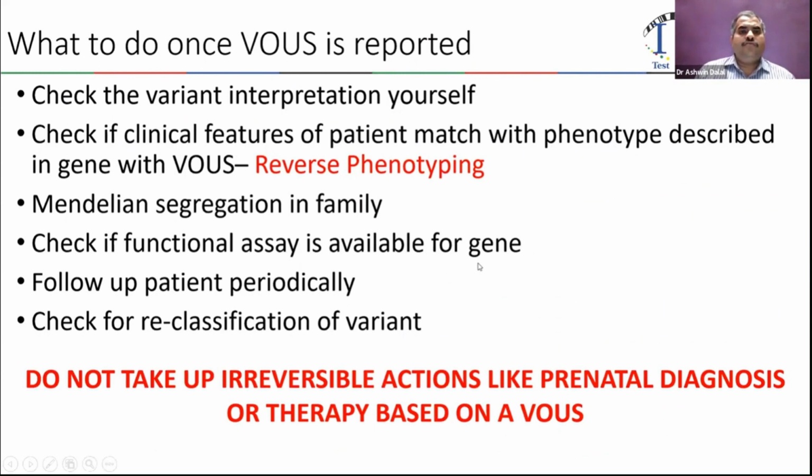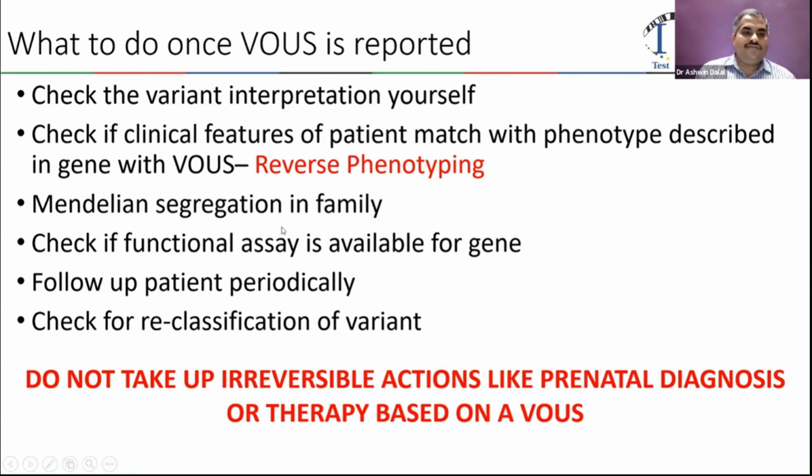Now, what do you do when you get a VOUS? When you get a VOUS that is reported in the exome sequencing, the first step is that you can do the variant interpretation yourself and compare it with what the particular lab has reported. Secondly, a very important thing that a clinician can do is reverse phenotyping, that is, match the clinical phenotype with the VOUS and see whether the matching phenotype is present. Thirdly, Mendelian segregation in the family can sometimes help us to reclassify the variant, and you should check if a functional assay like an enzyme assay or any other investigation is available.